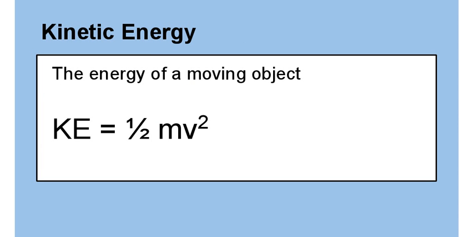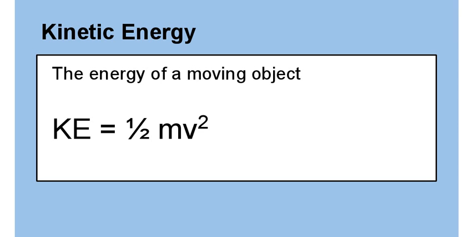Kinetic energy is the energy that a moving object has. There's several ways to think about this. If I took a baseball and threw it and hit a window, then that baseball would transfer energy to the window and would probably break the window. It would have enough energy to break the window. Where did that energy come from? Well, because it's moving, it has that energy.